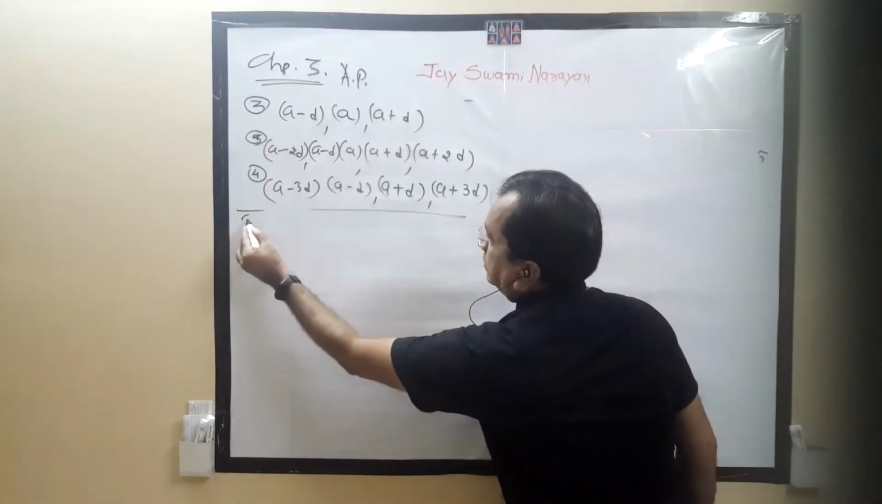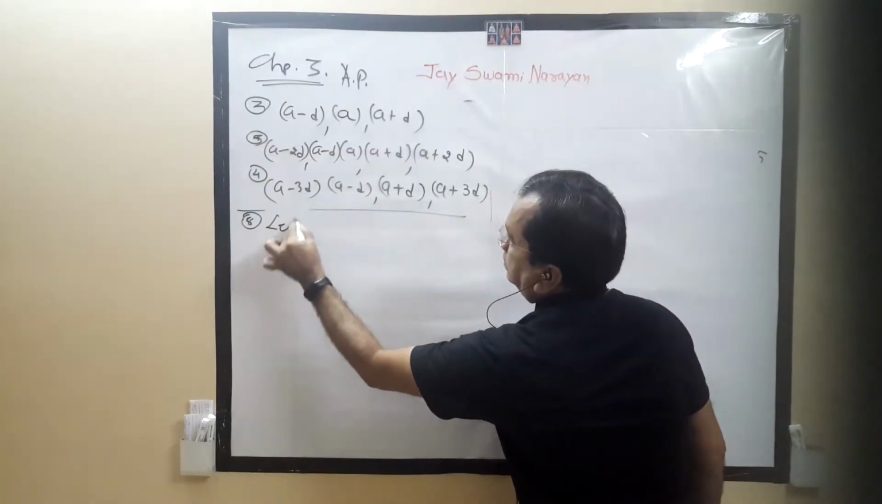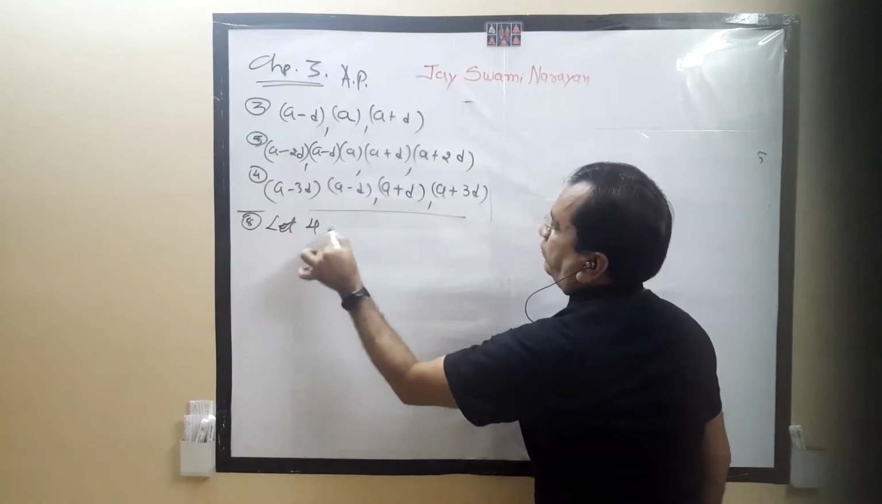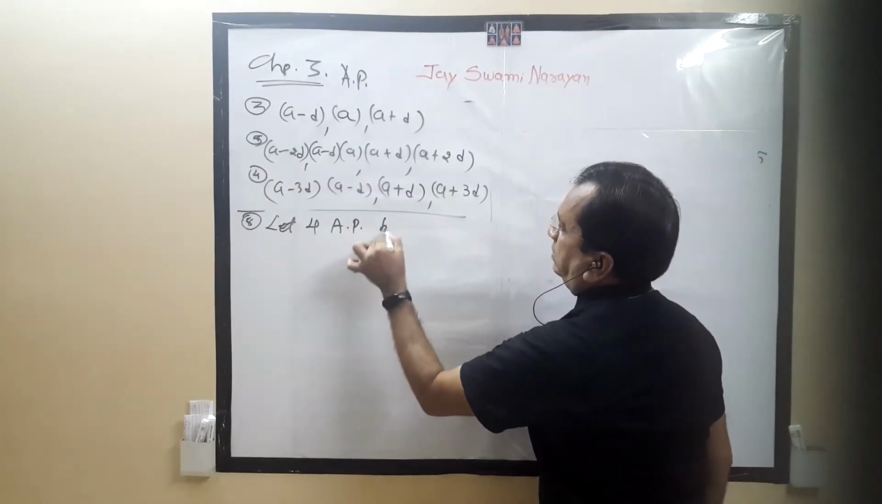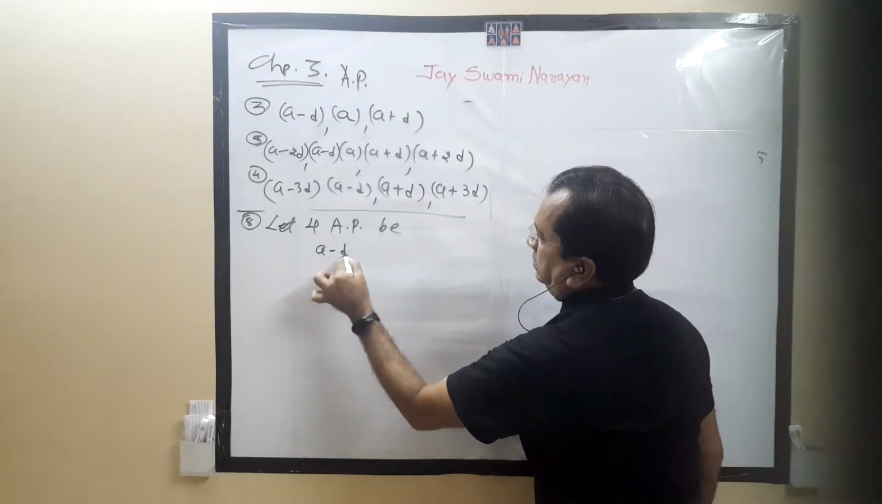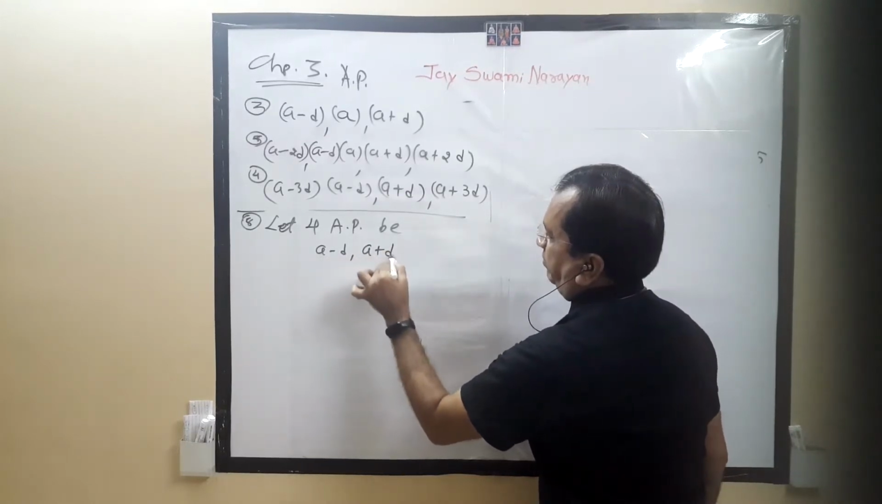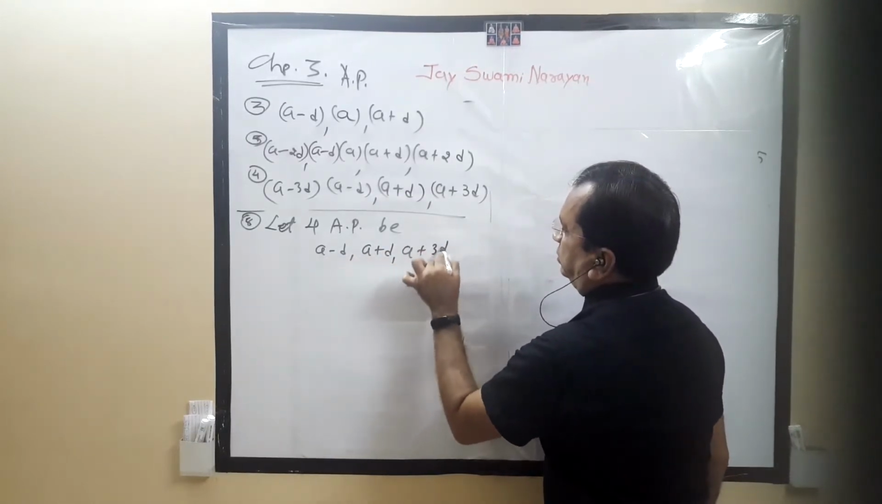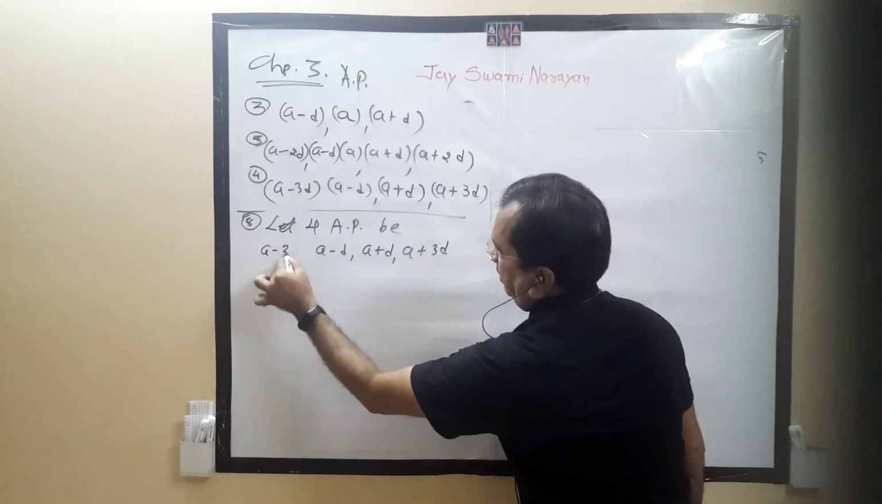Now let the 4 numbers in AP be A minus D, A plus D, A plus 3D, A minus 3D.